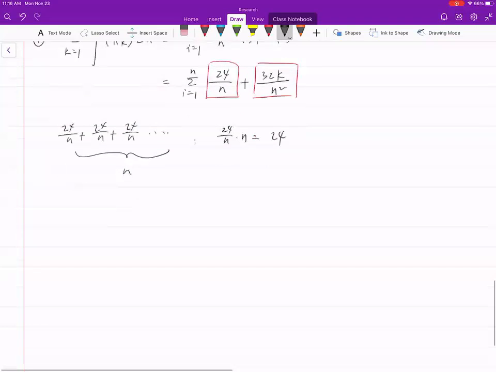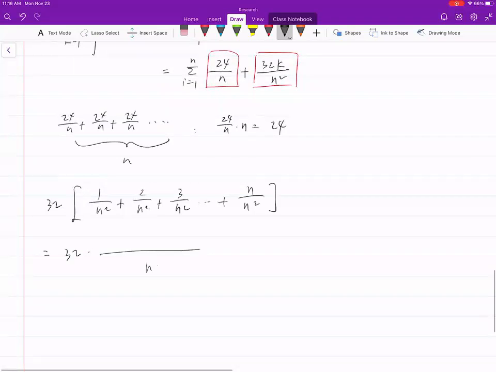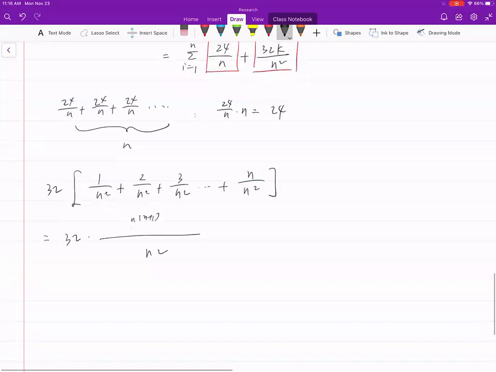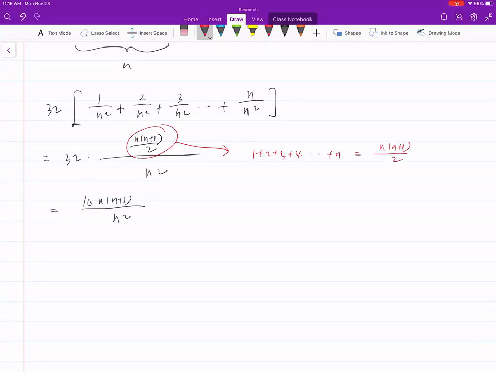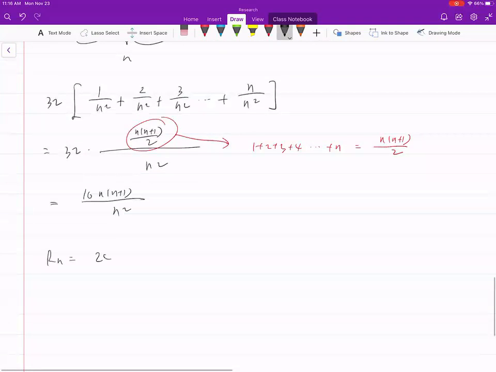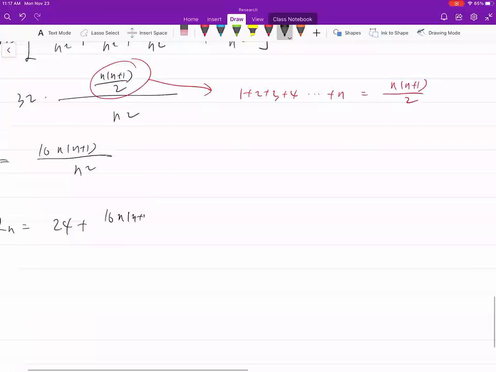The second, of course, we don't really care about 32, but we care about 1 over n squared plus 2 over n squared plus 3 over n squared up to n over n squared, which is 32 times the sum over n squared, and the sum on the top, we have done it in class. That's going to be n times n plus 1 over 2. So together, this is going to be 16 times n plus 1 over n squared. This formula is in class. We counted the chocolate and everything. So together, Rn should be 24 plus 16 times n times n plus 1 divided by n squared.